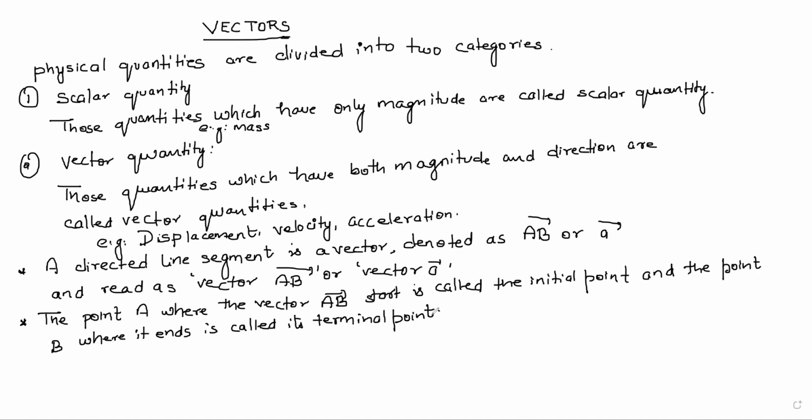So the point where the vector AB starts is called the initial point, and the point B, where it ends, is called the terminal point. So for example, this is point A, this is B. This is the initial point, and this is the terminal point. Okay, please note this point.